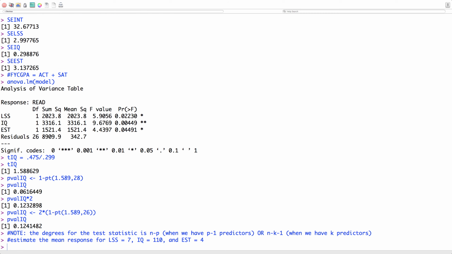Equal 4. So we'll call y mean. So the mean response for this is going to be found by... okay guys, I'm losing my... so I need to make this, let's call it x mean response.